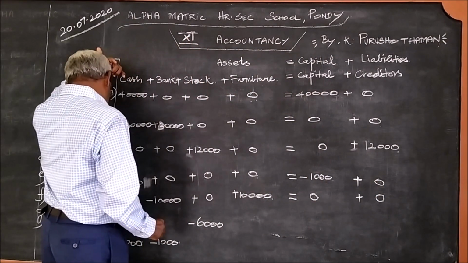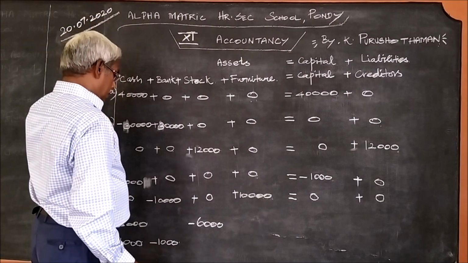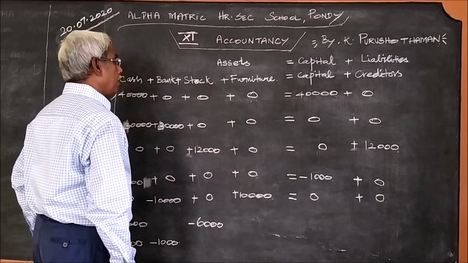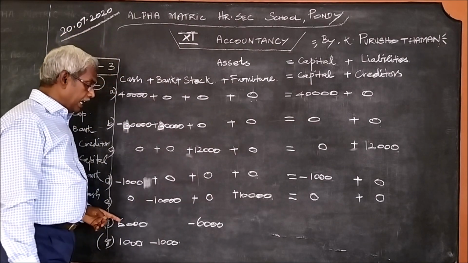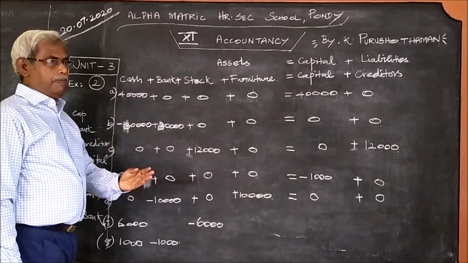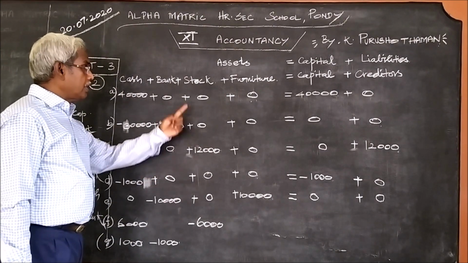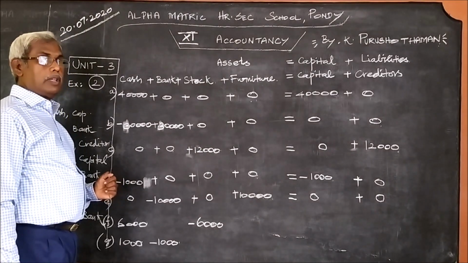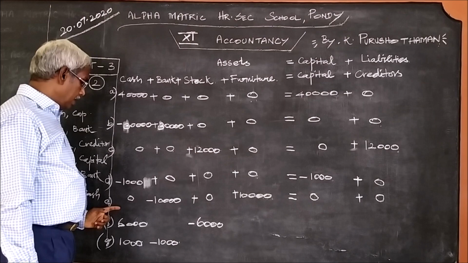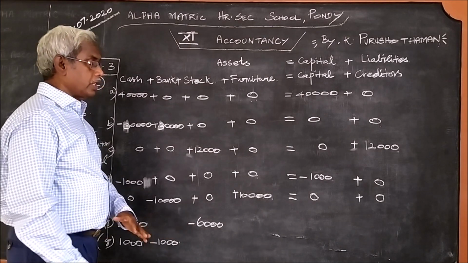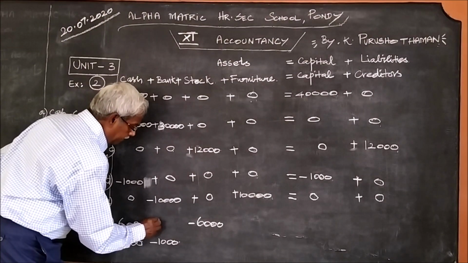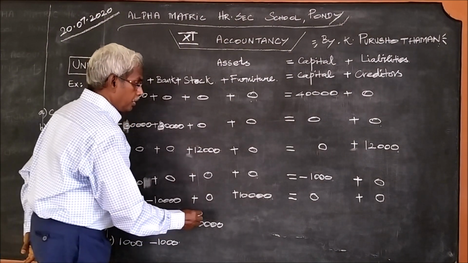Then the F item, goods sold for 6,000 rupees and the cash received. When we sell the goods, we will have to give the goods. So therefore the stock will reduce and we have received the cash, therefore cash will be plus. So plus 6,000 minus 6,000, 0, and right hand side also 0. For rest of the items, you put 0.